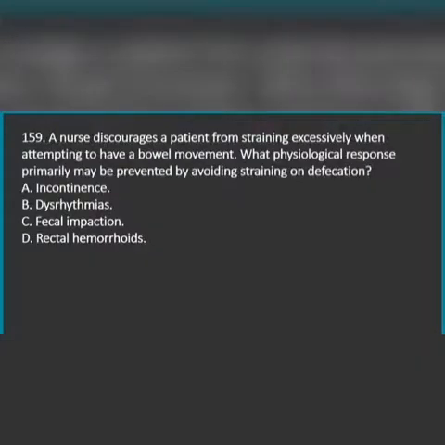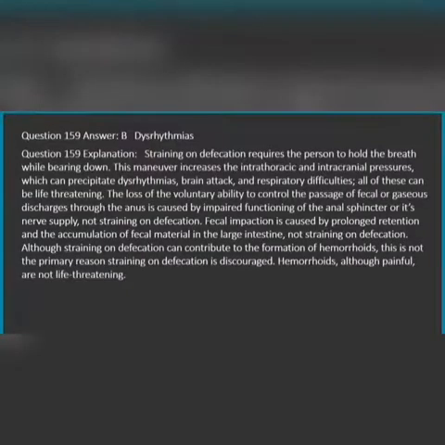Question 159. A nurse discourages a patient from straining excessively when attempting to have a bowel movement. What physiological response primarily may be prevented by avoiding straining on defecation? A. Incontinence. B. Dysrhythmias. C. Fecal impaction. D. Rectal hemorrhoids. Question 159. Answer: B. Dysrhythmias.